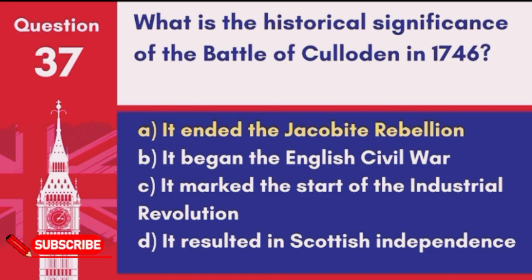The Battle of Culloden in 1746 is historically significant as it ended the Jacobite Rebellion, crushing the last major attempt to restore the Stuart monarchy in Britain, and led to harsh penalties and cultural changes in Scotland.